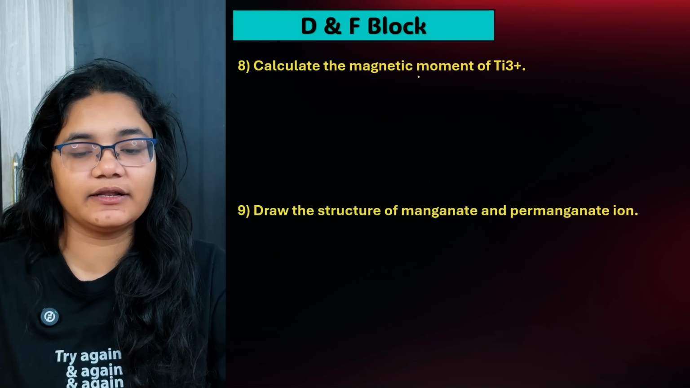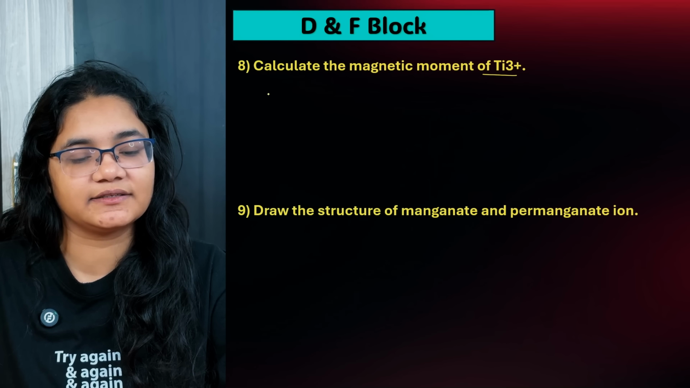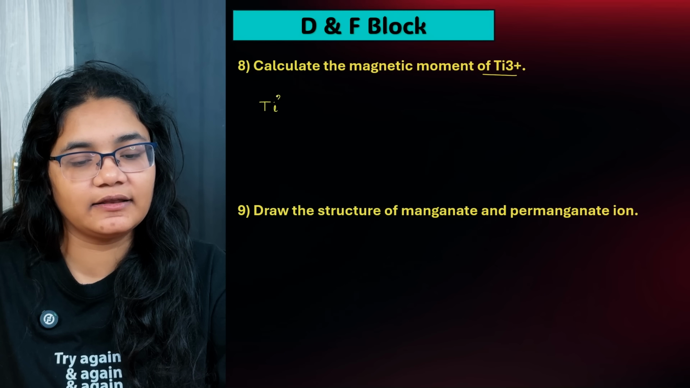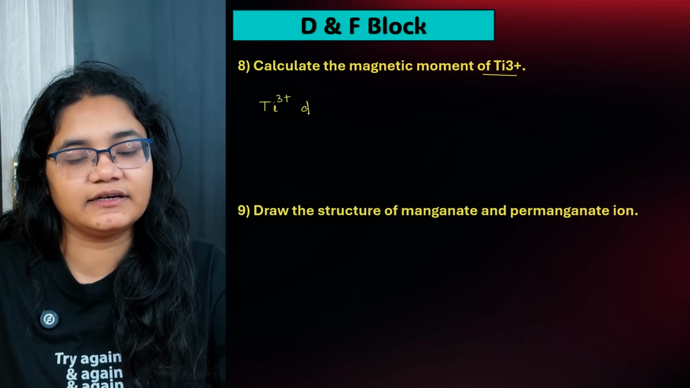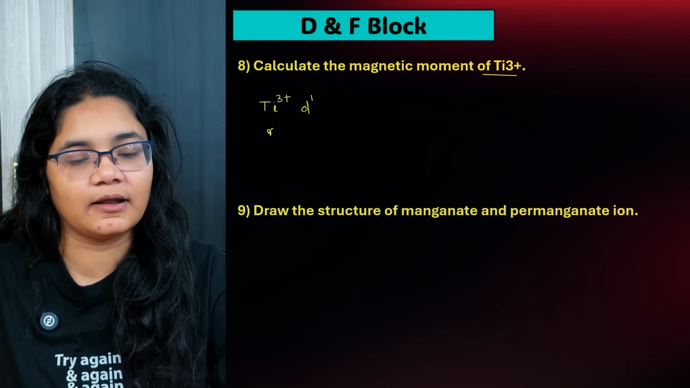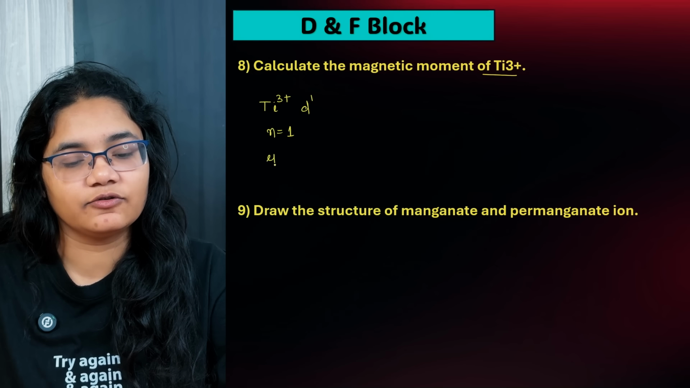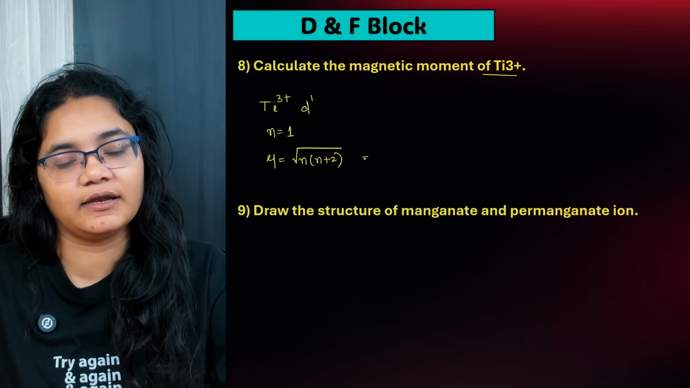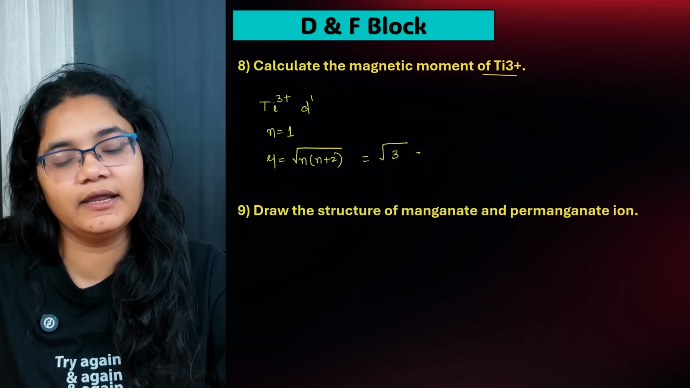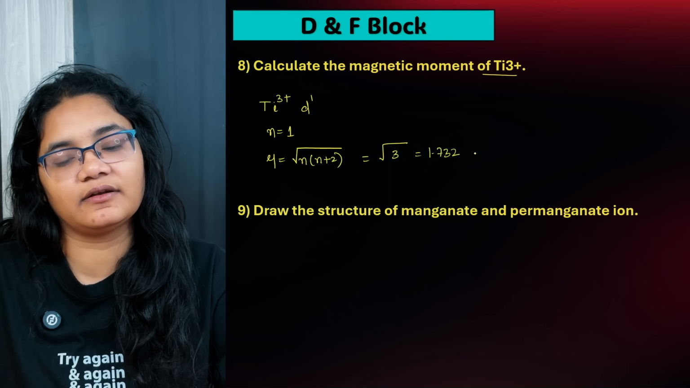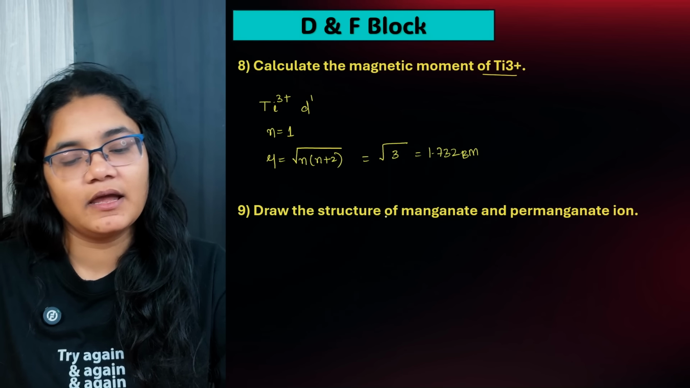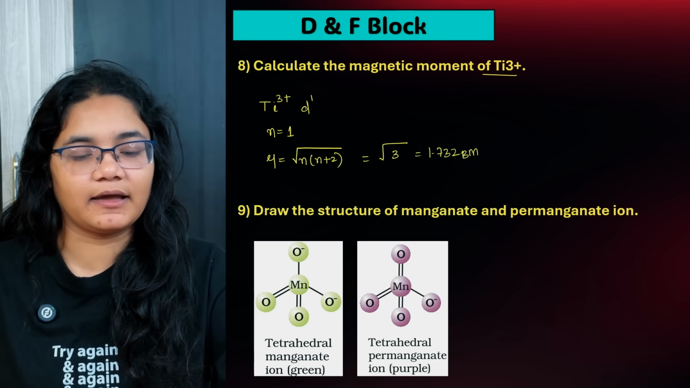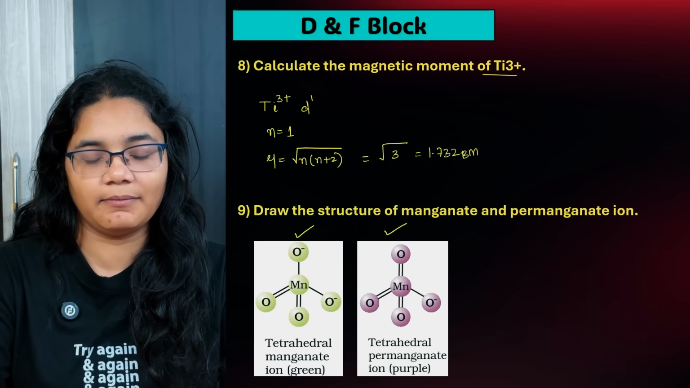Next question is calculate the magnetic moment of Ti3+. This is an important question. So Ti3+, if you see, has d1 configuration and the number of unpaired electron is 1. So magnetic moment formula is root over of n into n plus 2, or I can say 1 into 1 plus 2, which is root over of 3, that is equal to 1.732 BM. Next, draw the structure of manganate and permanganate ion. So these two structures you have to remember.